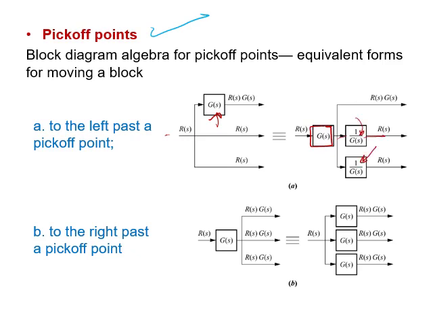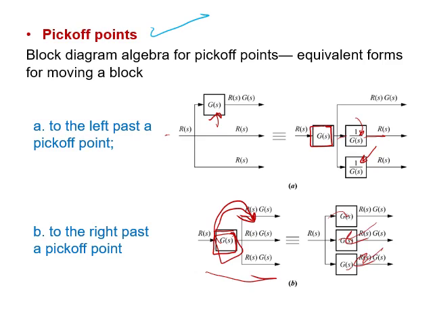Now I'll come to this rule. If I want to reflect the block from the input of the pickoff point to the output, simply give it to all the outputs, and that's it. Once you decide to take it from here to the input, you can, no problem, but keep in mind that all the other outputs must take the same value.